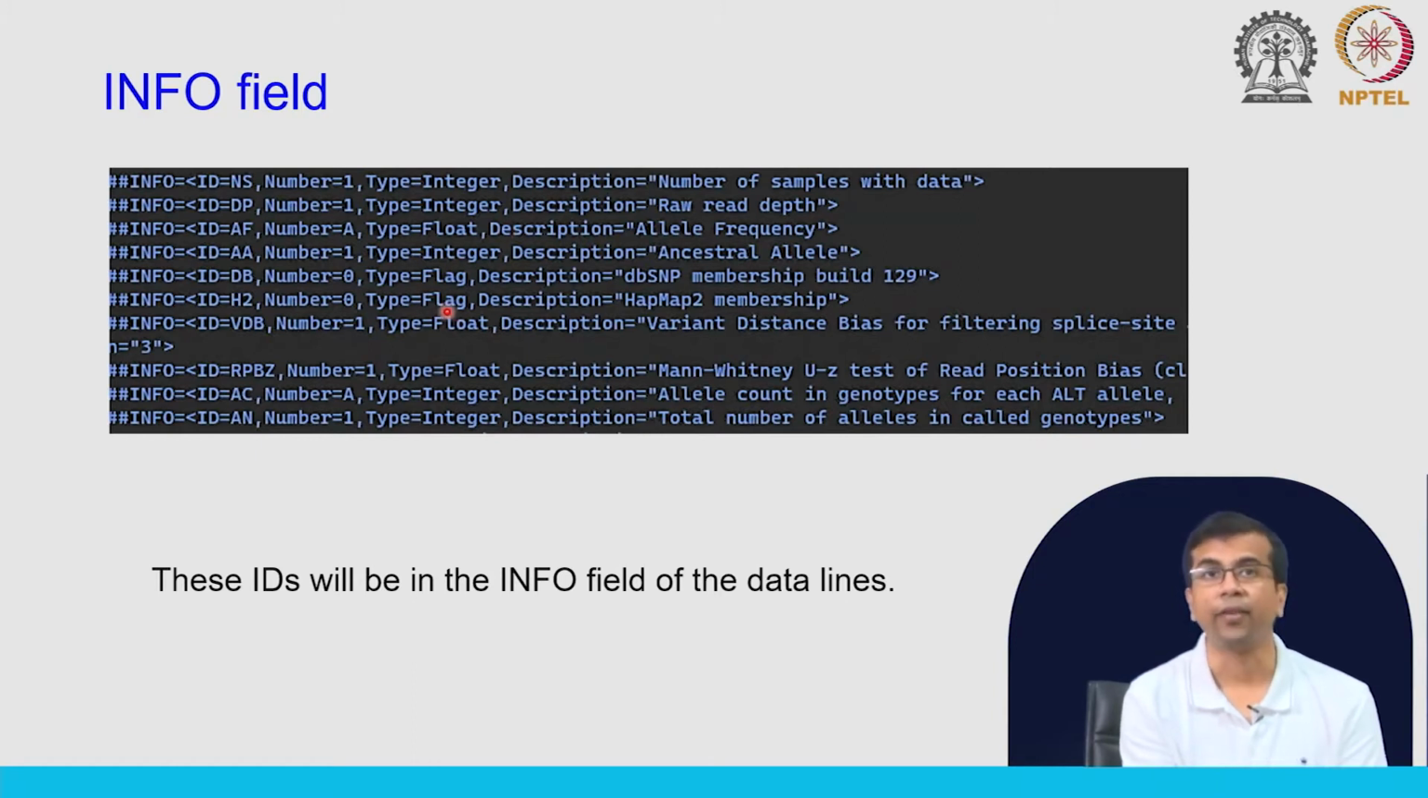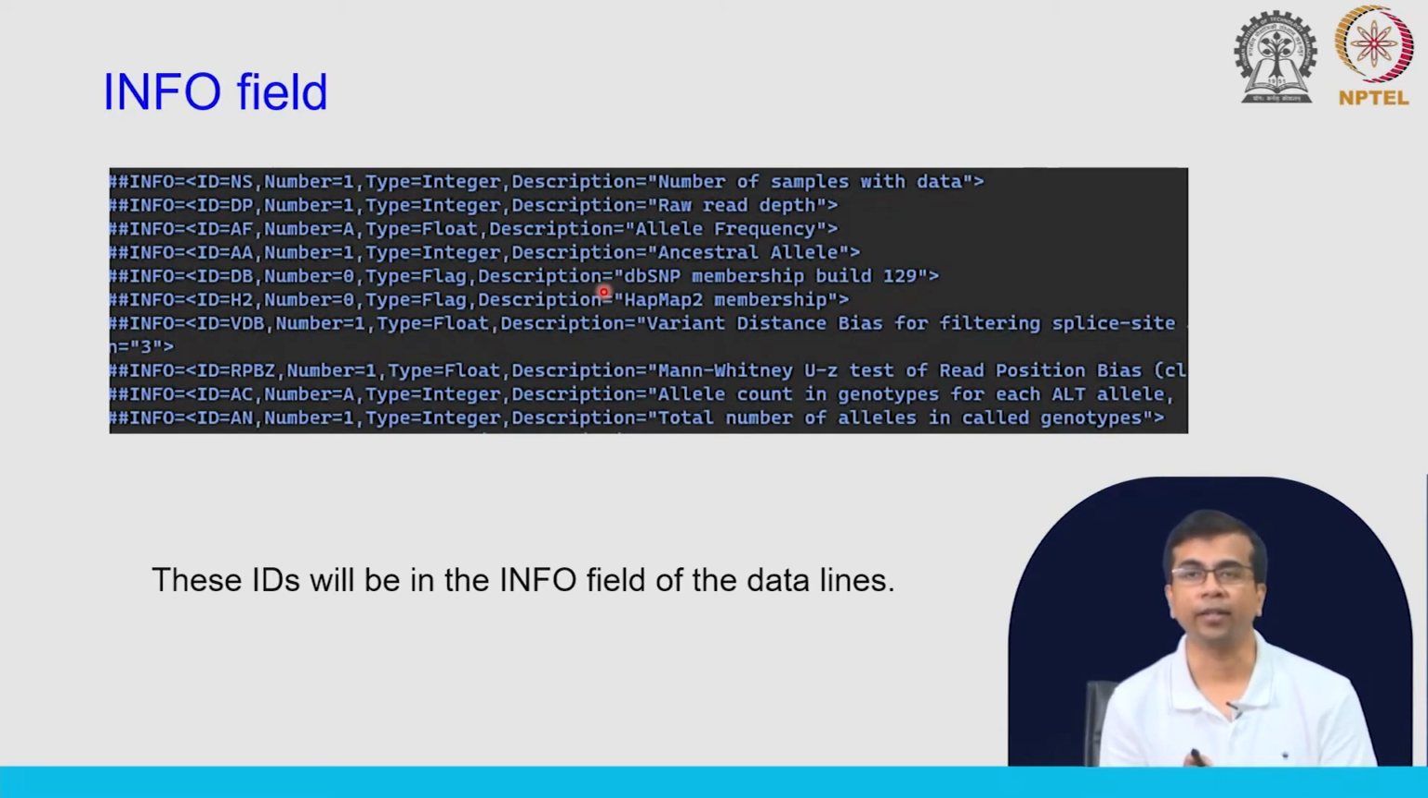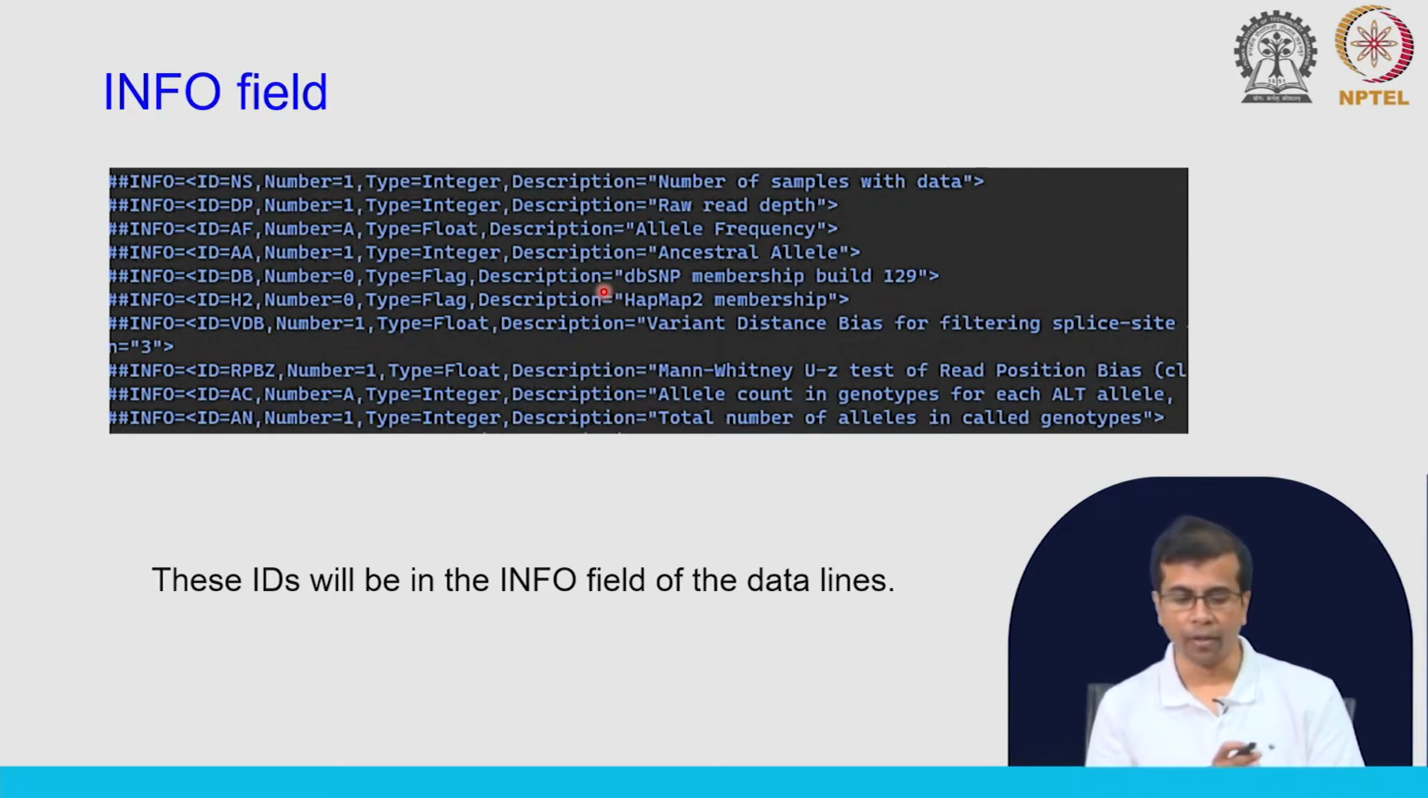You also see this Type Flag, and then Number is 0, because you do not expect a number, but only a flag that will be used, and here the description is membership of a certain database, whether this variant is present in this database or not. If this flag is present, the variant is present in the database. If this flag is not present, the variant is not there. So, this is how the flag will be used. Similarly, you can see that a lot of these IDs can be there, and you now understand how they will be specified. And these IDs will be there in the INFO field of the data lines.